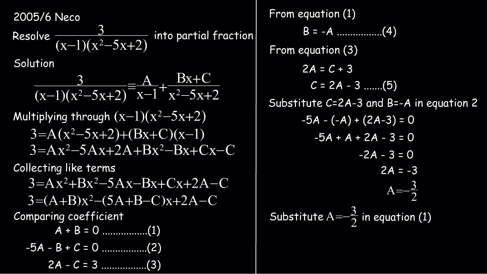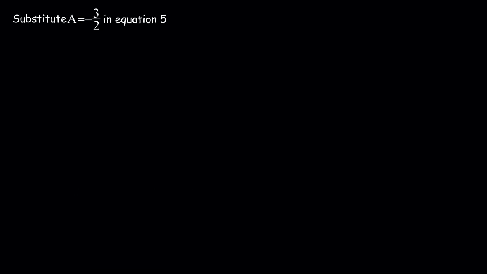Our next step is to substitute a equals to minus 3 over 2 in equation 1, and when we do that, it becomes minus 3 over 2 plus b equals 0, and b will be equals to 3 over 2. Now we are going to be substituting a equals to minus 3 over 2 in equation 5. Doing so, c will be equals to 2 times minus 3 over 2 minus 3. Simplifying, it becomes c equals minus 3 minus 3, which is equals to minus 6.